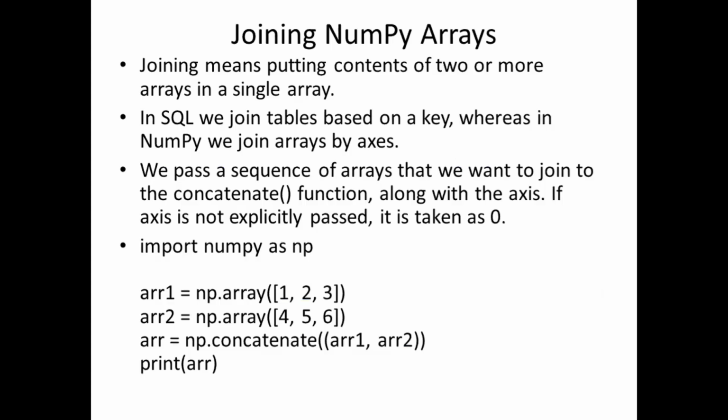0 means row. For the example, just import the necessary package, NumPy, because we are going to work with numeric values, and create two different arrays. One is np.array with the first three values, 1, 2, 3, and the second array with 4, 5, 6. Now I'm going to concatenate, meaning joining the two arrays using the concatenate function. This is the syntax for concatenating two arrays: np.concatenate, then array1 and array2. Then you can print and see the concatenated result.